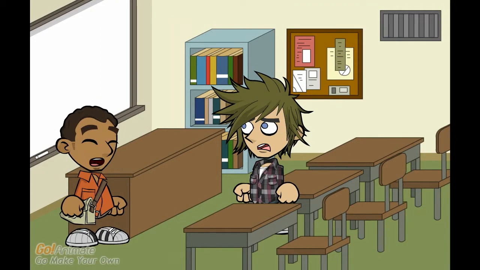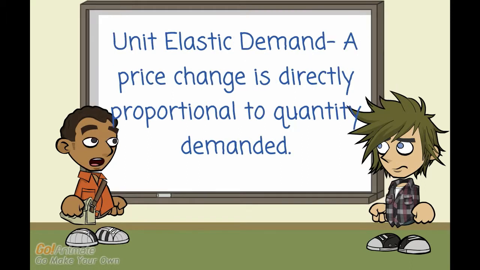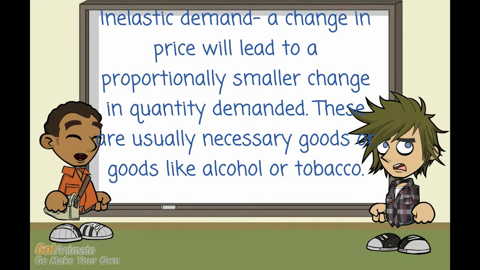Oh, for that we have to talk about elasticity, the measure of responsiveness. For our purposes we will only talk about price elasticity of demand. This is the amount quantity demanded changes when price changes. There are three types. First is unit elastic demand where price change is directly proportional to quantity demanded. Second is elastic demand where a change in price means that quantity demanded changes a lot more. Third is inelastic demand where a change in price will lead to a smaller change in quantity demanded. These are usually necessary goods like milk or other goods like alcohol.